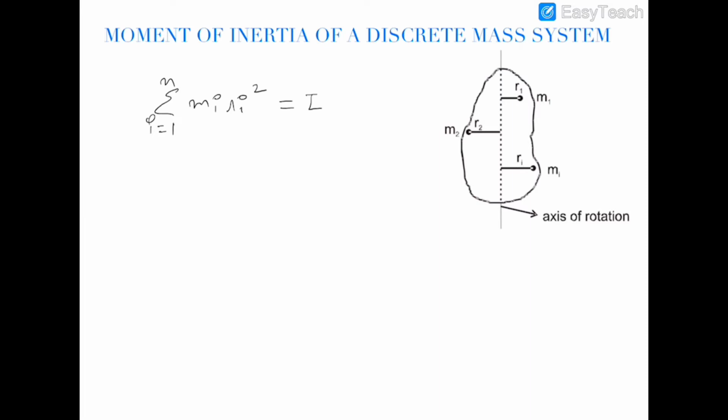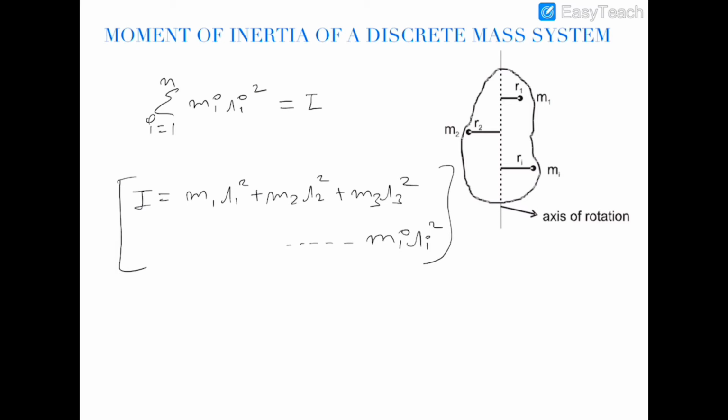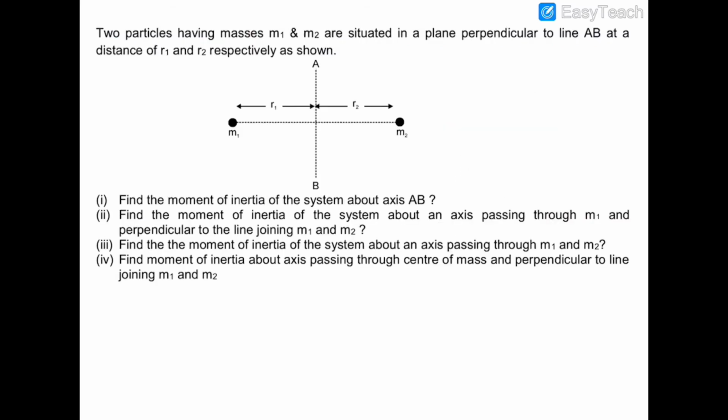The moment of inertia of the masses would be m1 r1 square plus m2 r2 square plus m3 r3 square up to mi ri square. So this is the formula for moment of inertia of a discrete mass system. Now in this let us take some questions.